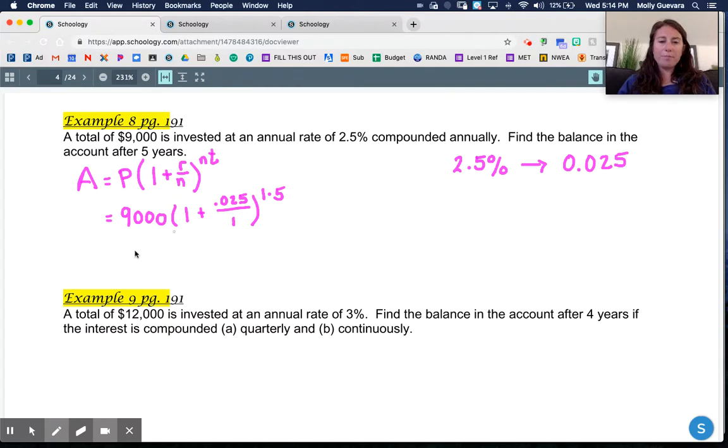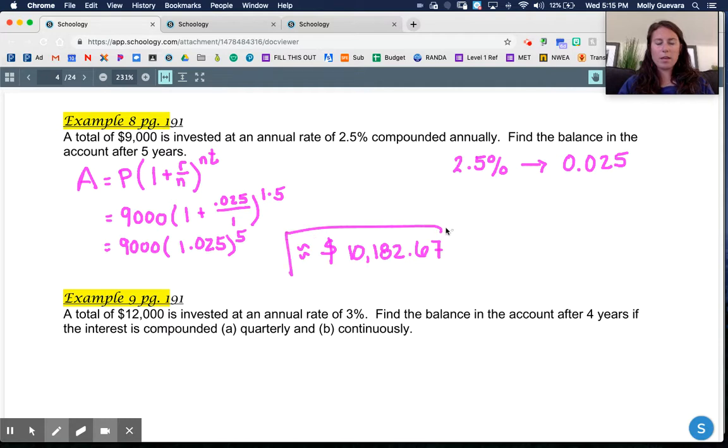And then add 1, right? So this is 9,000 times 1.025 to the 5th. And I'm going to do this part first. Exponents before multiplication, I'm using our order of operations. So I do 1.025 to the 5th in my calculator, and then I multiply that number by 9,000. And I get about $10,182.67. And that is how much my investment will be worth after 5 years.